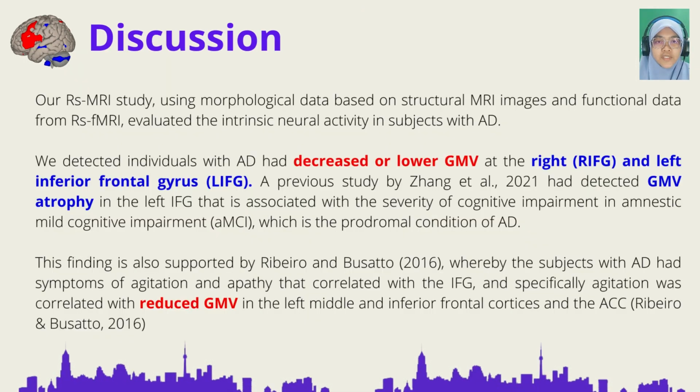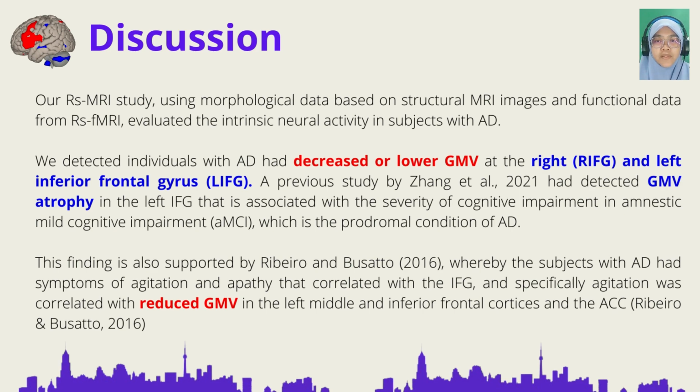In the discussion, our resting state MRI study used morphological data based on structural MRI images and functional data from resting state fMRI to evaluate the intrinsic neuronal activity in subjects with AD. We detected that individuals with AD had decreased or lower GMV at the right and left inferior frontal gyrus.